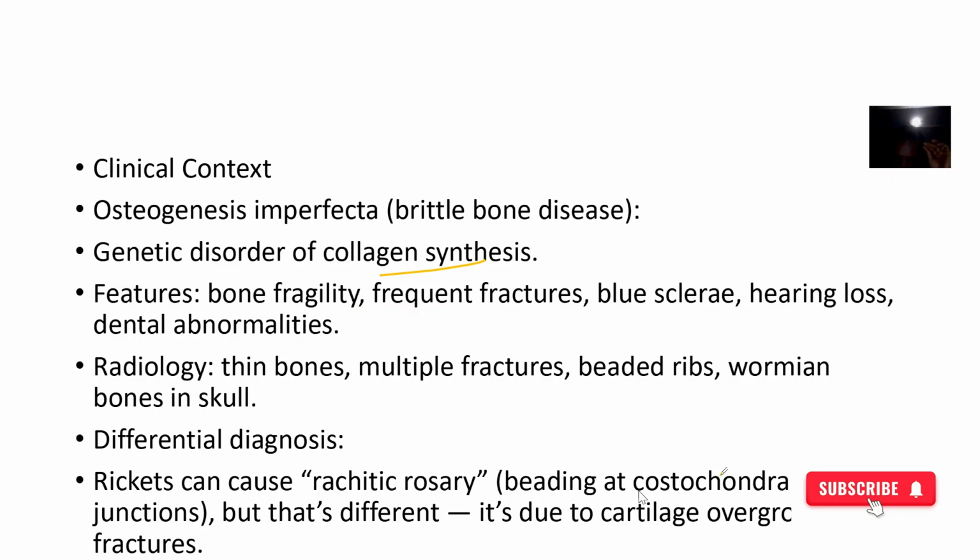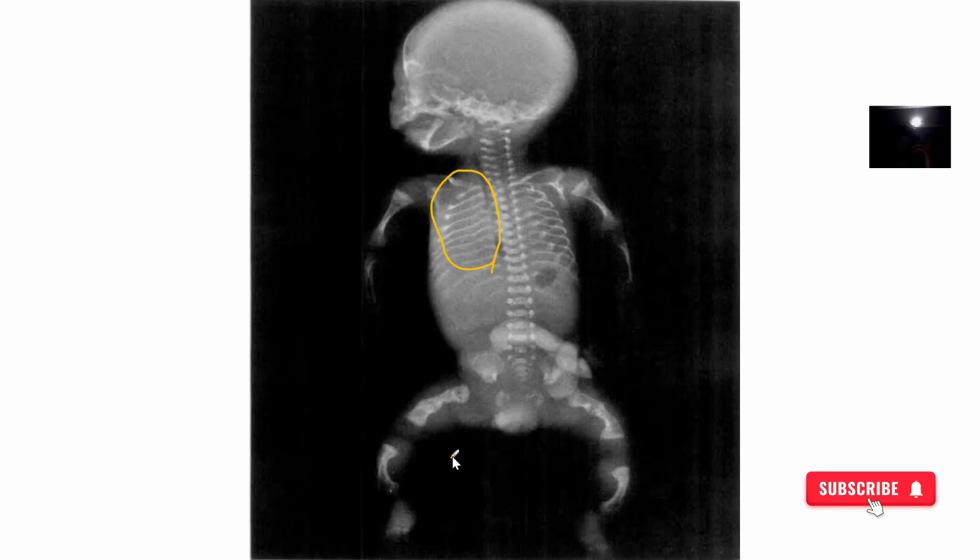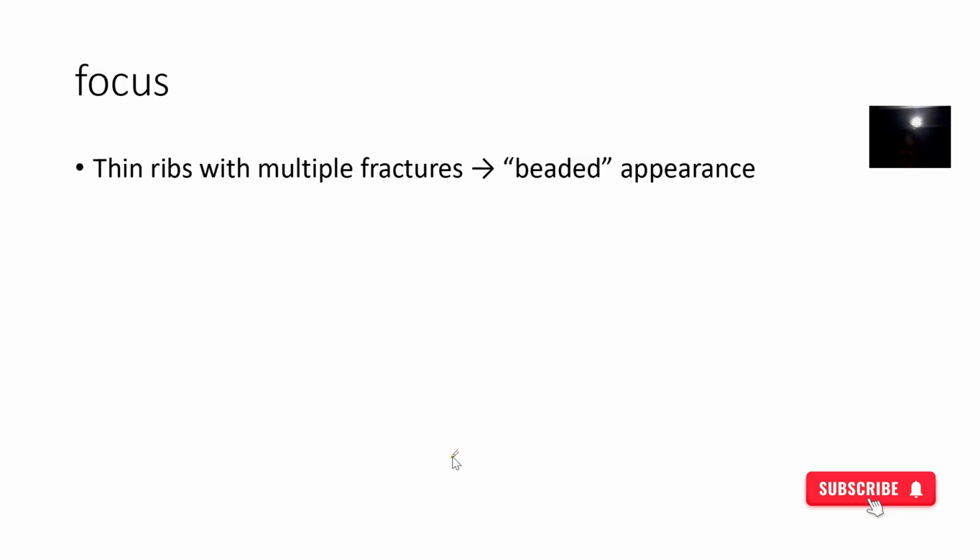For differential diagnosis, you can also suspect rickets, where you see the rachitic rosary, but that's different. It's due to cartilage overgrowth and not fractures. So that's what we got for thin ribs with multiple fractures.